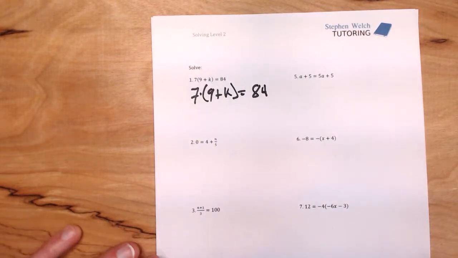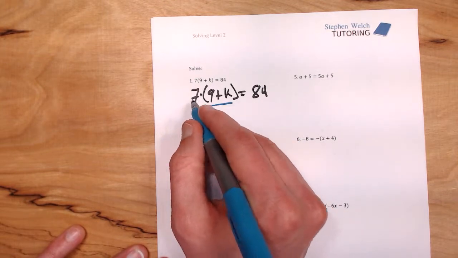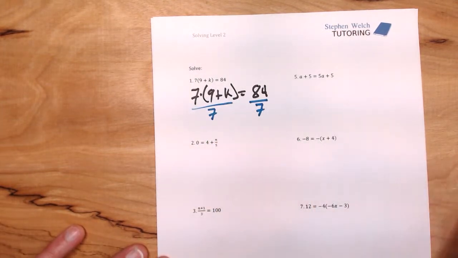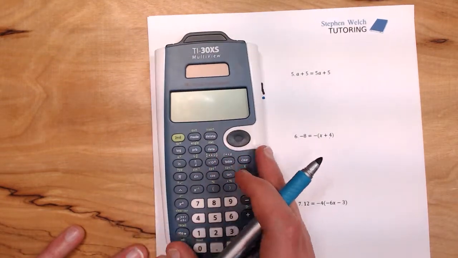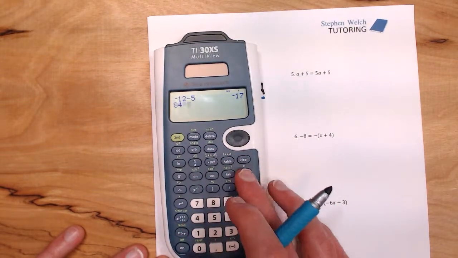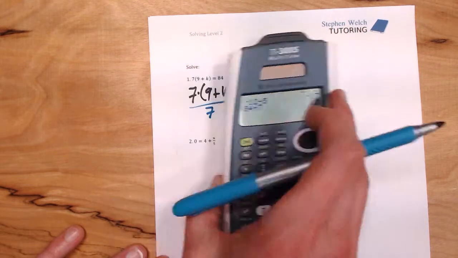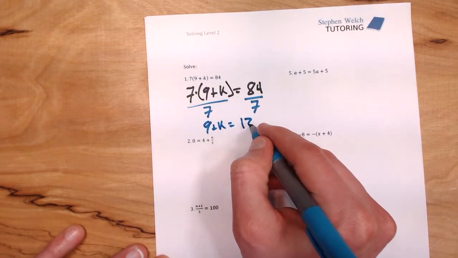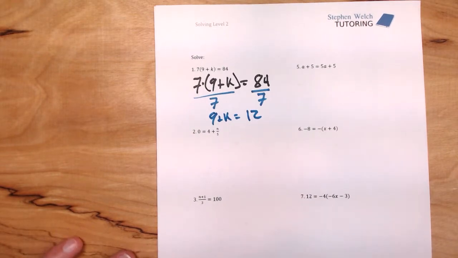So what's the opposite of multiplication? It's division. So to move this 7 over, I want to divide both sides by 7. Calculator. So we'll do 84 divided by 7 equals 12. So 9 plus k equals 12. All right, almost there, last step.